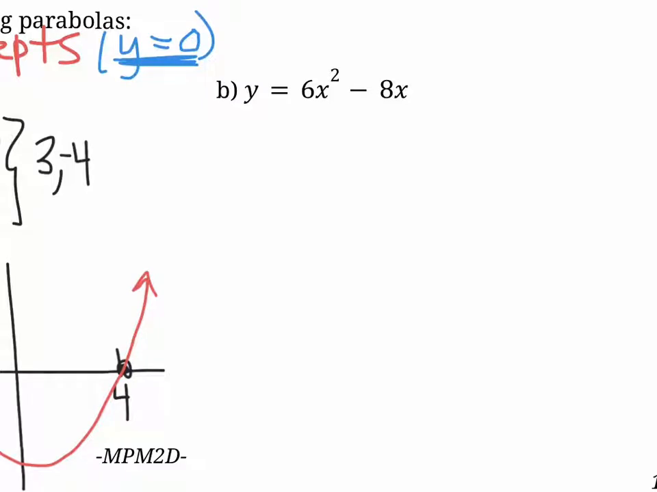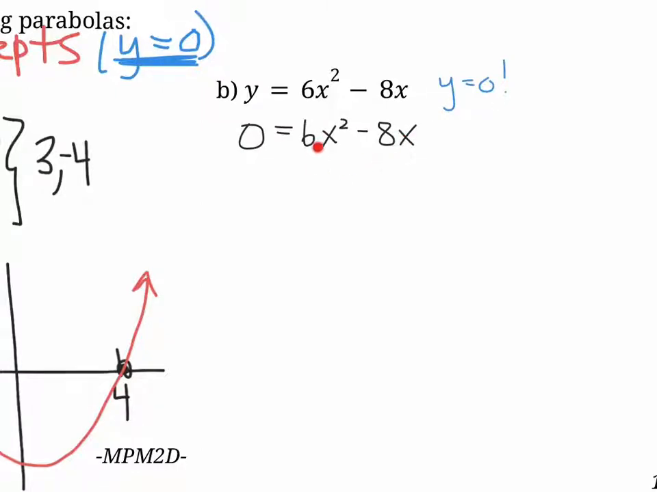First check, since we're looking for an x-intercept, did you write down that you knew that y is equal to 0 because it's an x-intercept? So here's the first line that you should have on your sheet. 0 equals 6x squared minus 8x. And now we have to solve this.